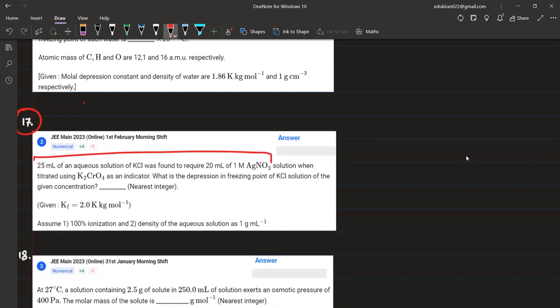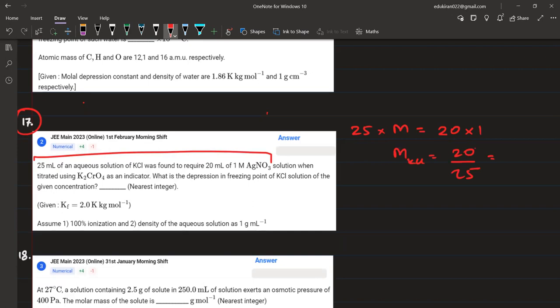Because it is getting titrated, it is using 20 ml of HNO3. Then I can write 25 ml into whatever the molarity of KCl is, because this is giving you the number of moles of KCl. Should be equal to 20 into the molarity of HNO3, that is equal to 1. So the molarity of KCl will be equal to 20 upon 25. Is this clear? Yahan tak kaisa hai, tell me all of you.